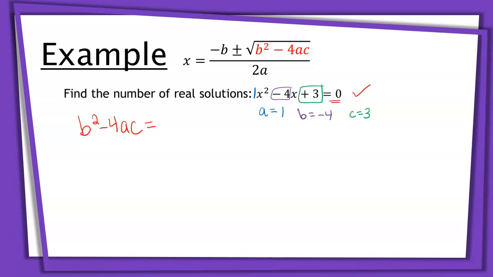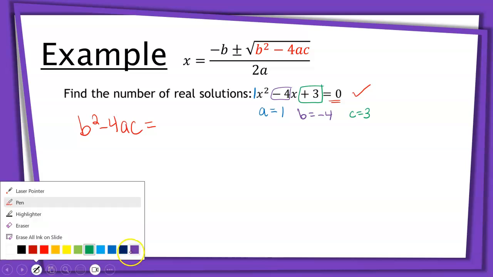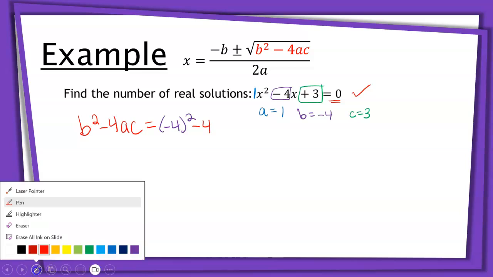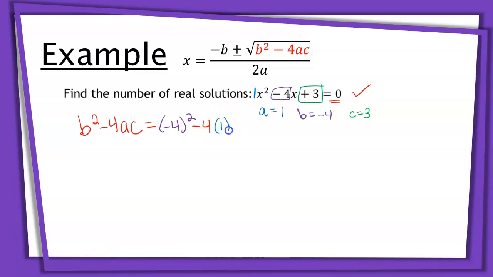So now from here, I am going to plug into my formula those different values. So instead of b squared, I am going to plug in negative 4 squared. And then this minus 4 is always a part of the formula. That's never going to change. And then I have times a times c. So times a would give me times 1, and times c is going to give me times 3. So all I did is I replaced again my b, my a, and my c.